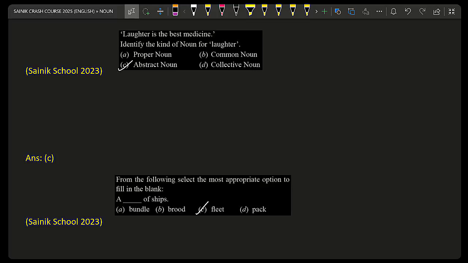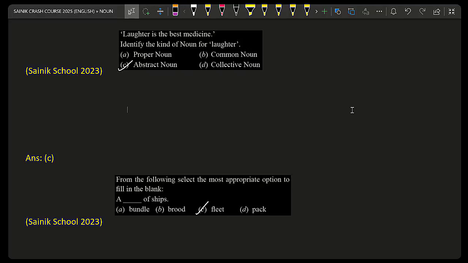Litiksha, do you have any doubts? Sir, what is the meaning of brood? Brood is also a collective noun. Can you say what that is? Can you say one by one?